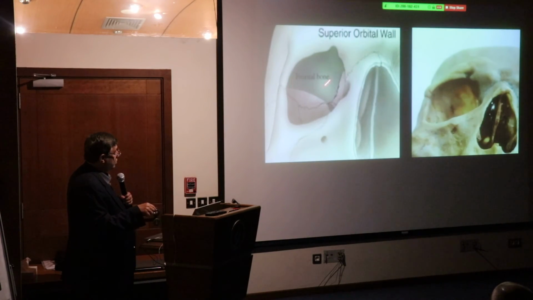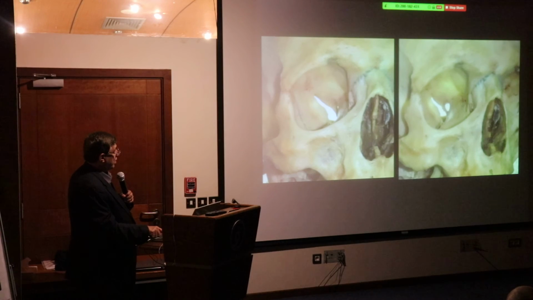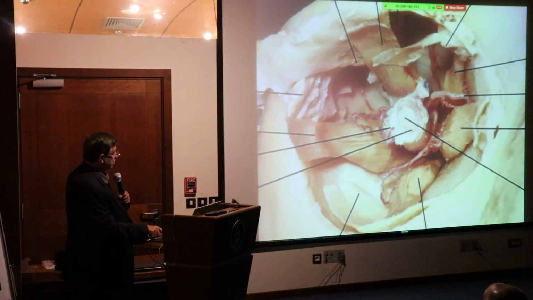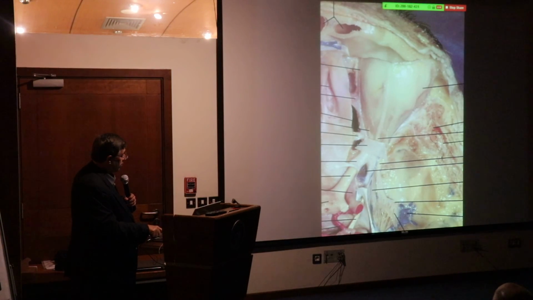So this is the roof of the orbit, and you can see sometimes it can be thin. The roof of the orbit is made by the orbital plate of the frontal bone. And this is the common tendinous origin, the muscles arising from that. This is the roof of the orbit. The bony roof has been removed, and we are looking at the periorbita of the orbit, and this is the frontal branch sitting over the superior rectus and levator palpebrae superioris.